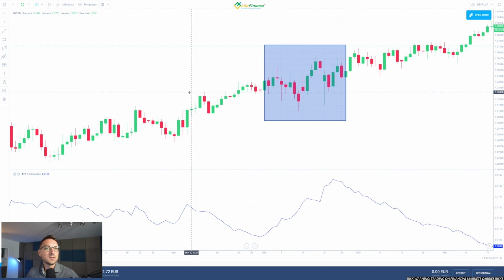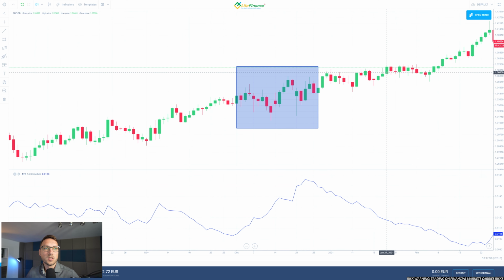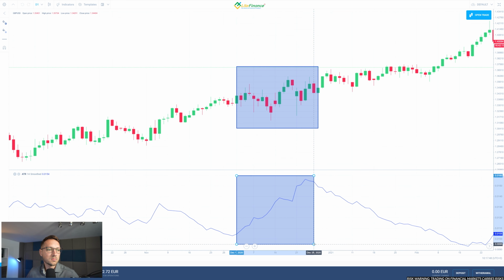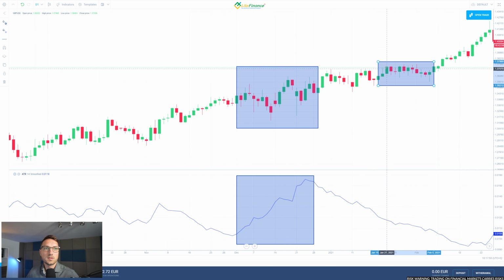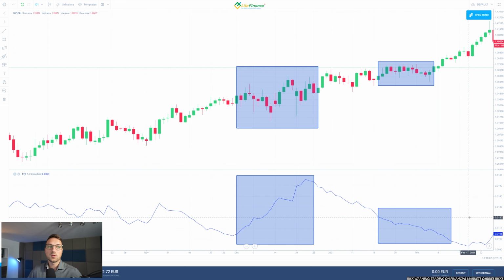When the volatility started to shrink, as you can see here, we have smaller candles compared to the previous ones. Maybe let's also mark it on the ATR. In this moment, when the volatility was getting smaller and the candles were getting smaller, the ATR started to fall significantly. So basically, as you can see, it measures the volatility.